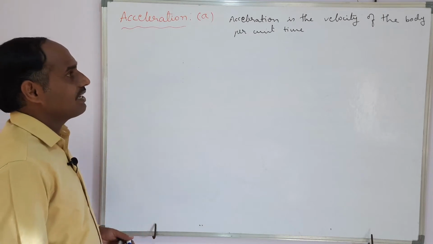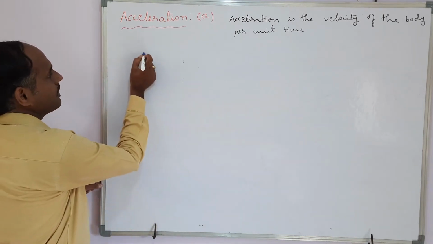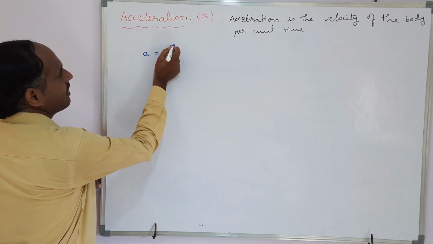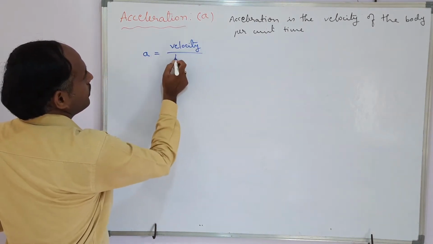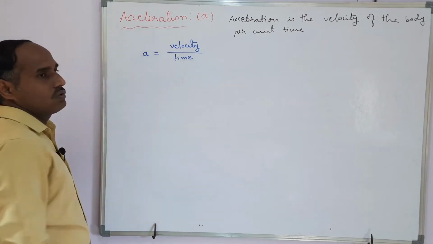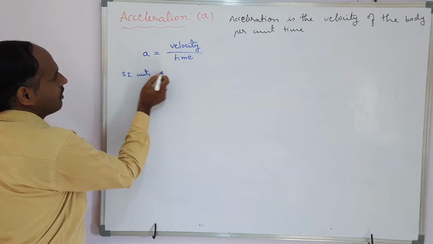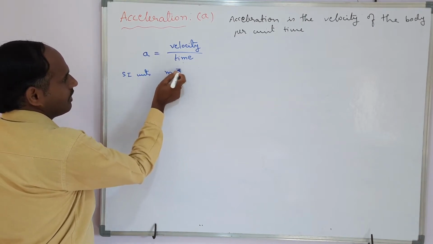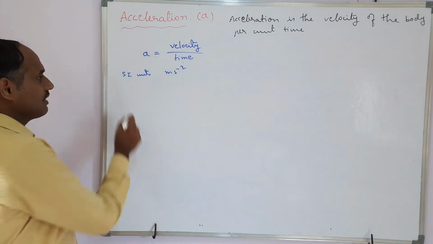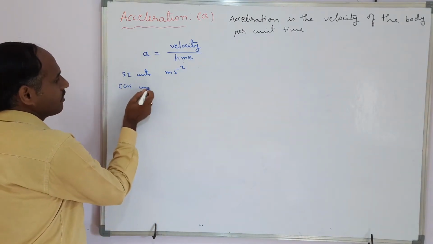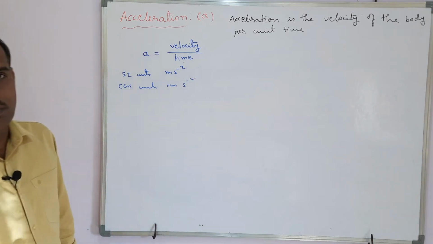Acceleration can be defined as the change in velocity of a body per unit time, which means a equals velocity per unit time. As it is velocity per unit time, its SI unit is meter per second square, and the CGS unit is centimeter per second square.